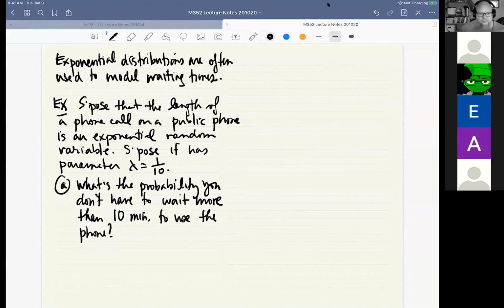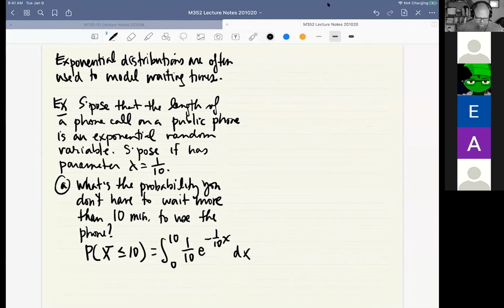Okay, so let's calculate what the probability is. Well, we want to know the probability that x is less than or equal to 10. So that means that we're going to use the CDF. Now that's the integral from 0 to 10 of the density, lambda times e to the minus lambda x dx. And this is an easy integral to compute. I'll go back up to the top here, so we all have a lot of room.